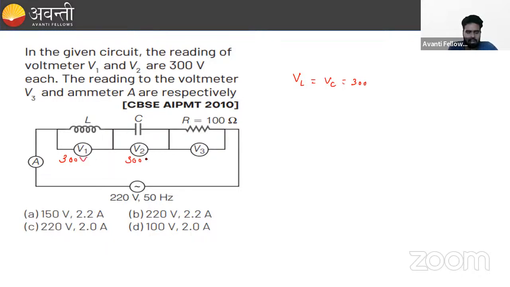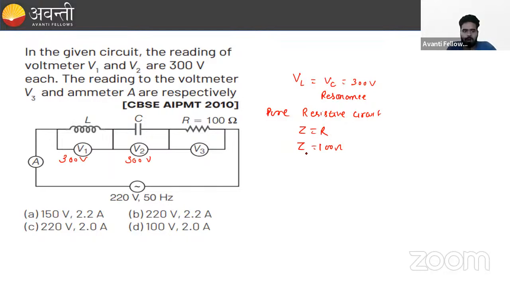And what is the meaning of VL equal to VC? If VL equals VC, this is the case of resonance, right? If this is the case of resonance, the circuit is behaving like a pure resistive circuit. In the previous slide, I discussed that for a pure resistive circuit, Z equals R. R is given as 100 ohms, so we can find the value of Z.